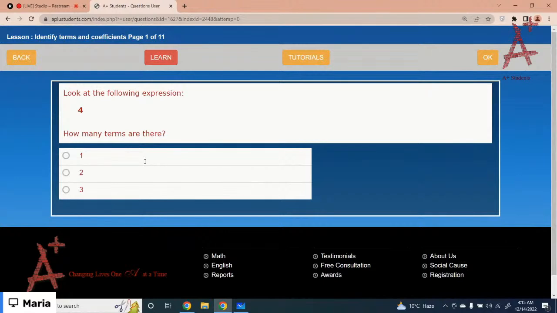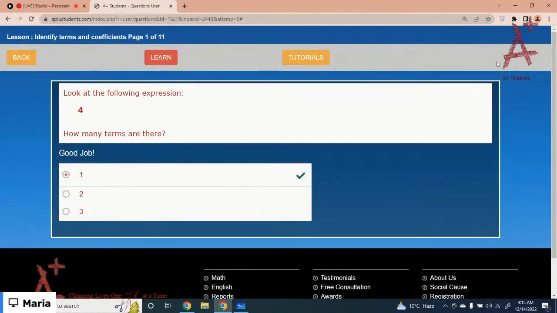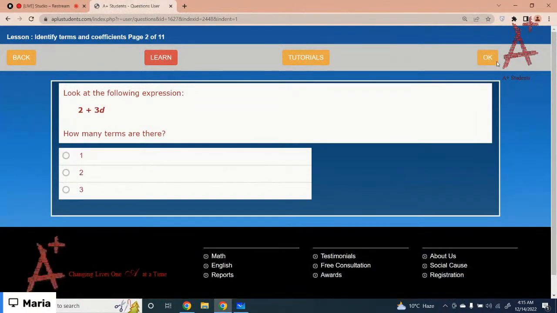Just the one term. Got it? You don't have anything with 4. So it is just one term. Got it? So the correct option is 1. Just select the correct option, then click on the OK button. Got it, everyone?